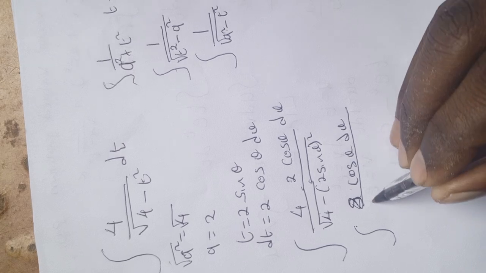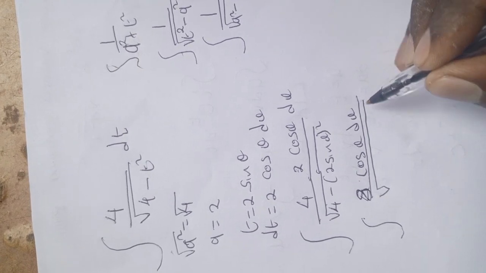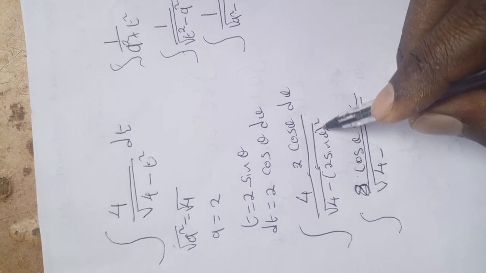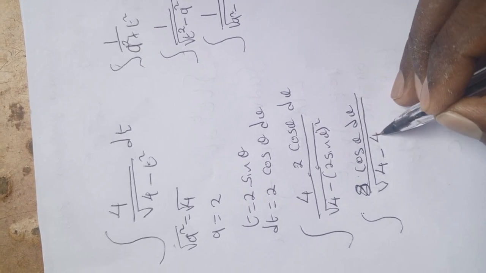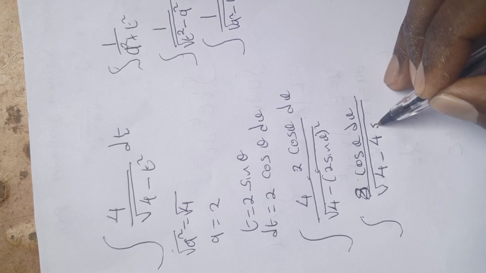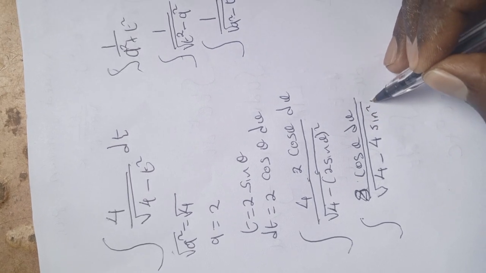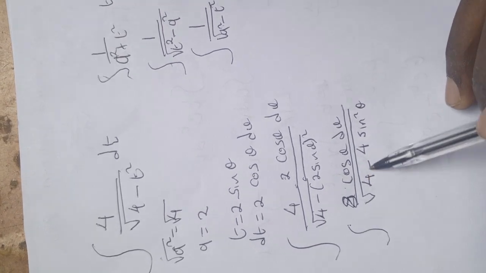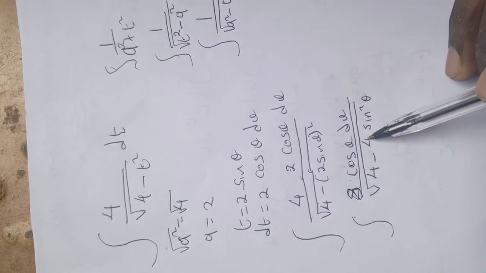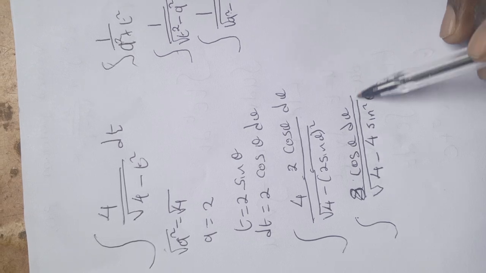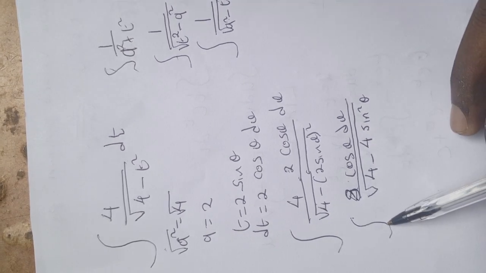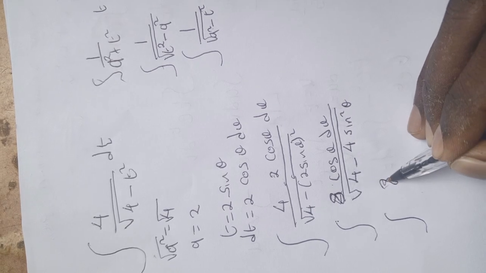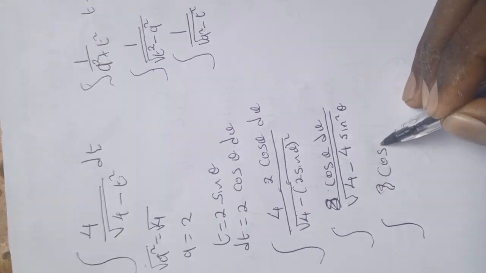Now let's come to the bottom function. This is 4 minus, what is 2 squared? 2 squared is 4 sine squared, you see, sine squared, the way it is. Now look, we have a 4 here and we have a 4 here for this function. So we can factor out a 4. Let's do it step by step. Let's write the top function the way it is.